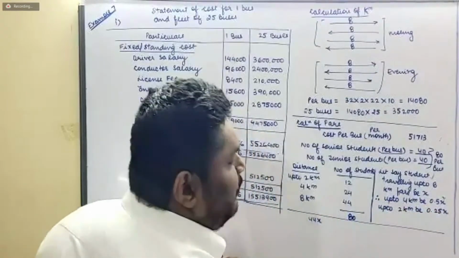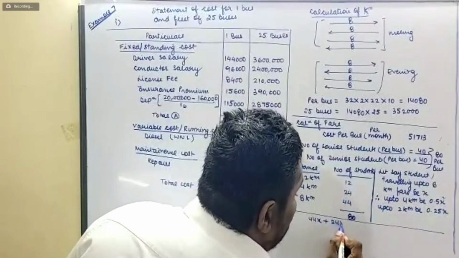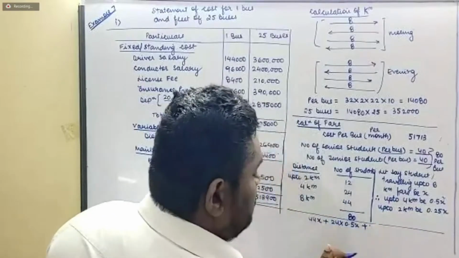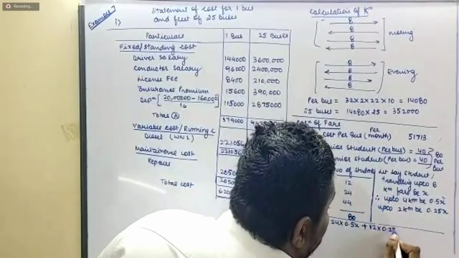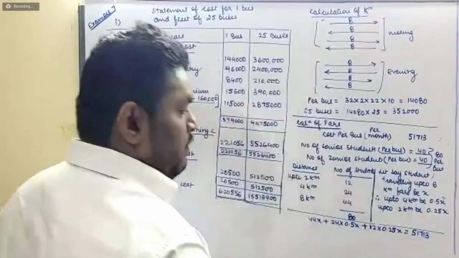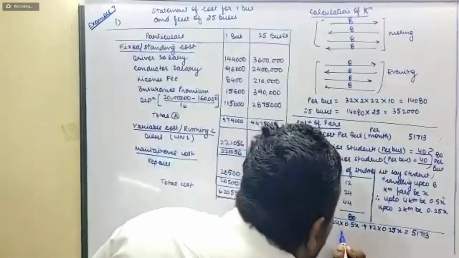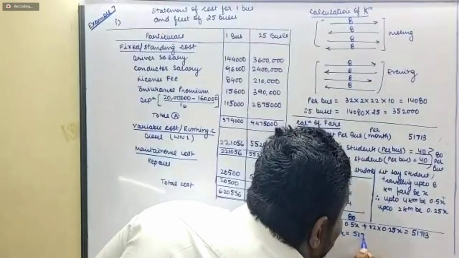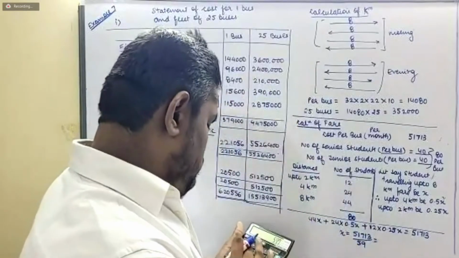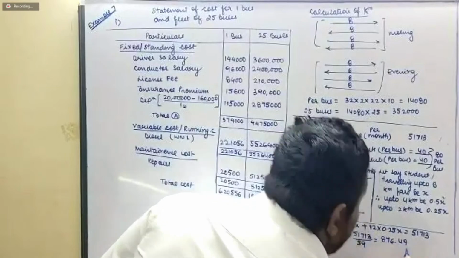So the total fare will be how much? 44x. Up to 4 kilometer is 0.5x, so 24 into 0.5x plus 12 into 0.25x. This should be equal to 51713. So the value of x will be 51713 divided by 59, 876.5, or we can say 876.49.